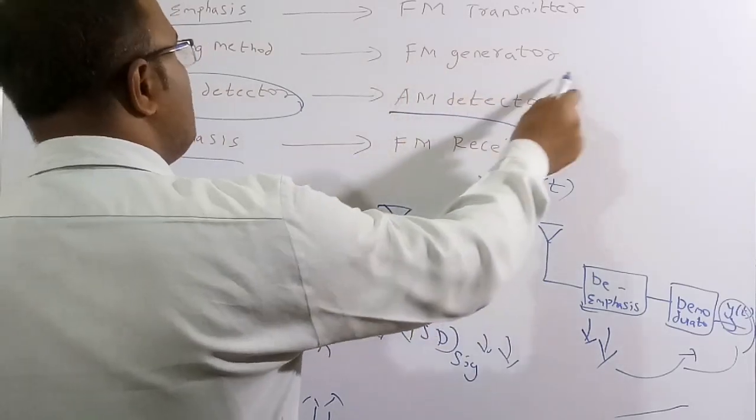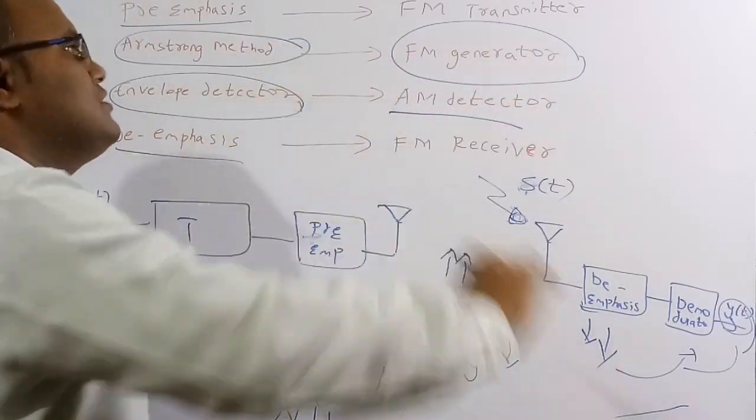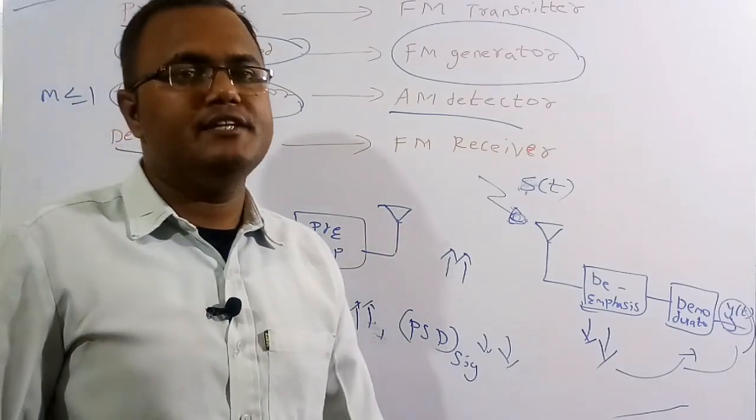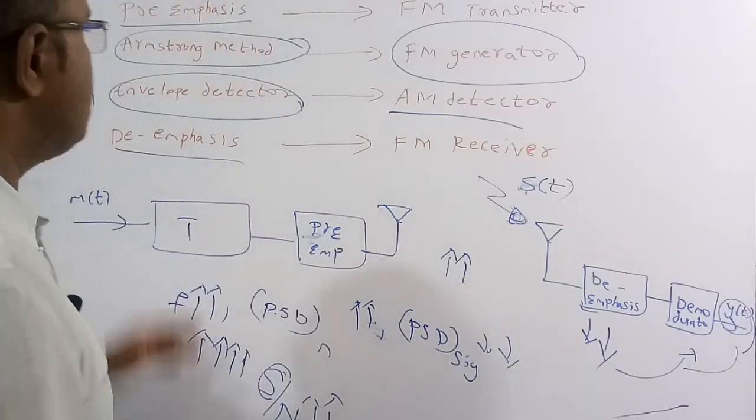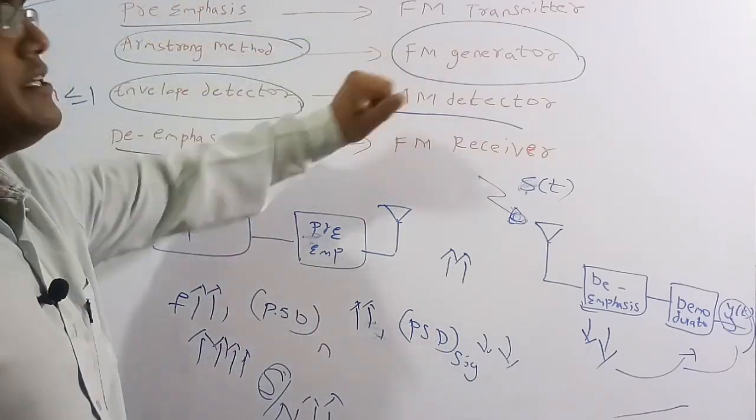And similarly, if you want to generate the FM signal, there is one method which is called the Armstrong method. By using the Armstrong method, we can generate the FM signal. So these are all the things about this one, the systems and their applications.